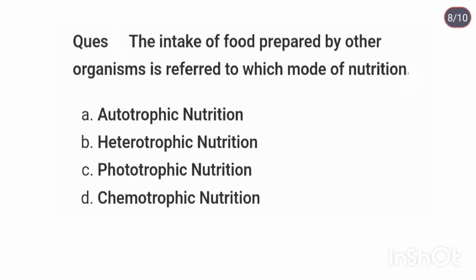Next question is: the intake of food prepared by other organisms is referred to which mode of nutrition? Right answer is option B, heterotrophic nutrition. Autotrophic nutrition is seen in plants. Plants do not eat food produced by other organisms. Animals that obtain food from the plants as they cannot produce their own food are known as heterotrophs. Therefore, heterotrophic nutrition involves the use or intake of complex material that is prepared by some other organism.